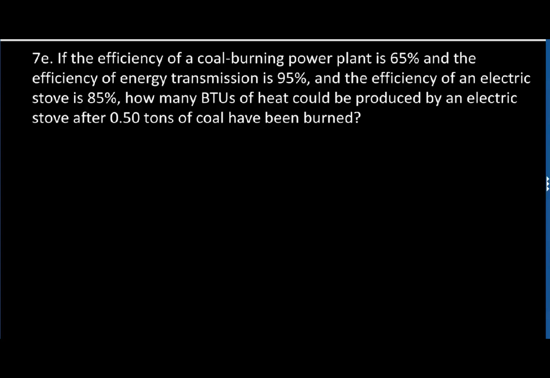Now, part E. If the efficiency of a coal-burning power plant is 65% and the efficiency of energy transmission is 95% and the efficiency of the electric stove is 85%, how many BTUs of heat would be produced after 50 tons of coal have been burned? Basically we're going to have to calculate the efficiency 3 times after we've converted this to BTUs. At least I'm going to convert it to BTUs first.